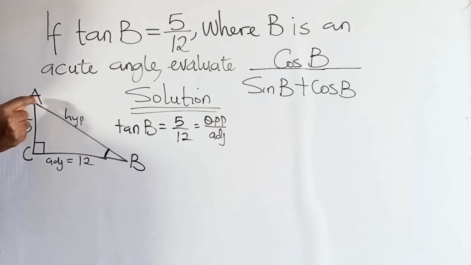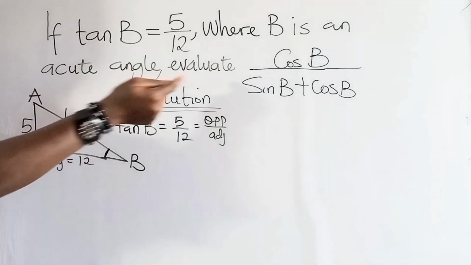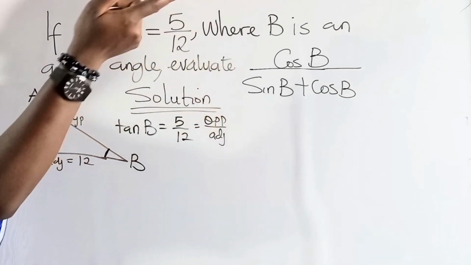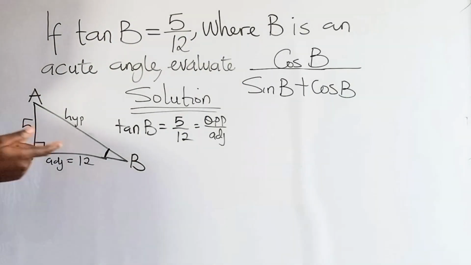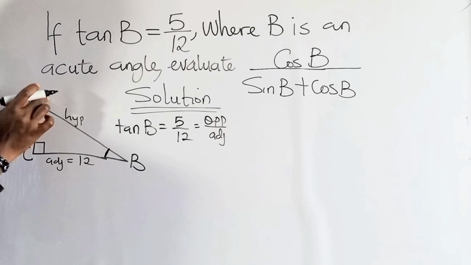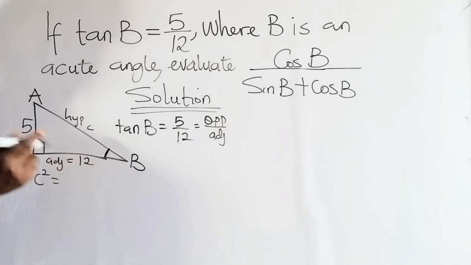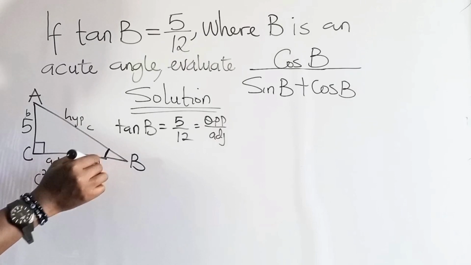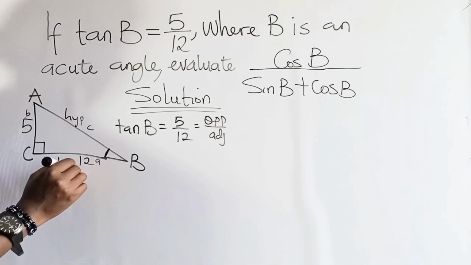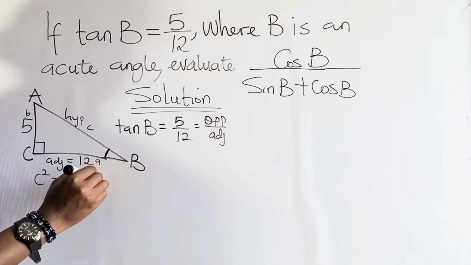Okay, so now this length AB that is unknown to us, we will need to find it. Why? Because from the question we are to find sine B and cos B. And to find this length AB is very easy. We are going to apply the Pythagoras Theorem. The Pythagoras Theorem is the square of the hypotenuse, in this case AB, let's call it C, C square equals the sum of the square of the other two sides. So if this is B, this becomes A. So we have 12 square plus 5 square.